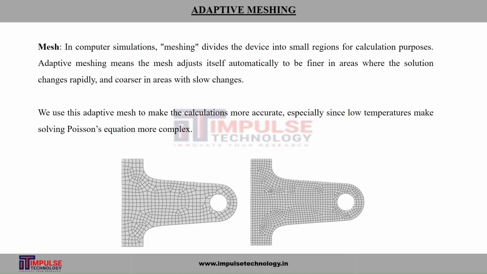When we talk about mesh, a mesh is like a 3D grid we put over our device. Regular meshes use the same size grid everywhere, but this is an inefficient method. Some areas need more detail than others. Now you might wonder, why do we need adaptive meshing? Well, when we try to solve the Poisson equation, especially at very low temperature like near absolute zero, the traditional method can struggle.